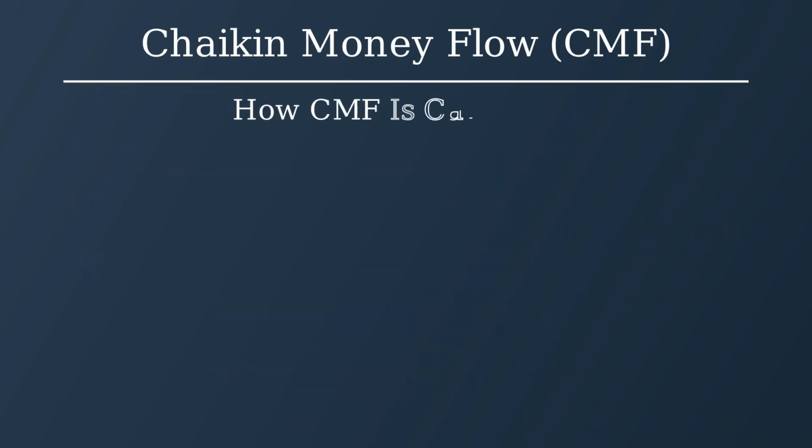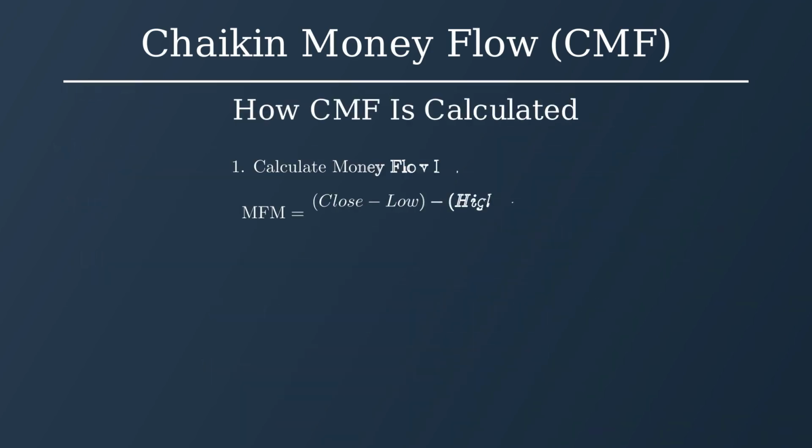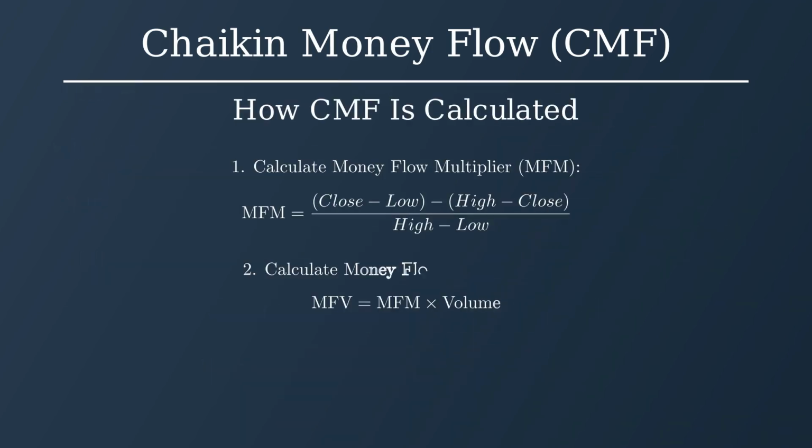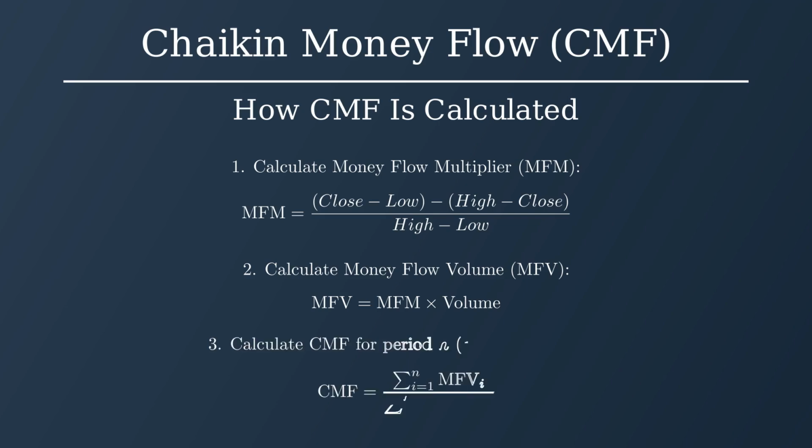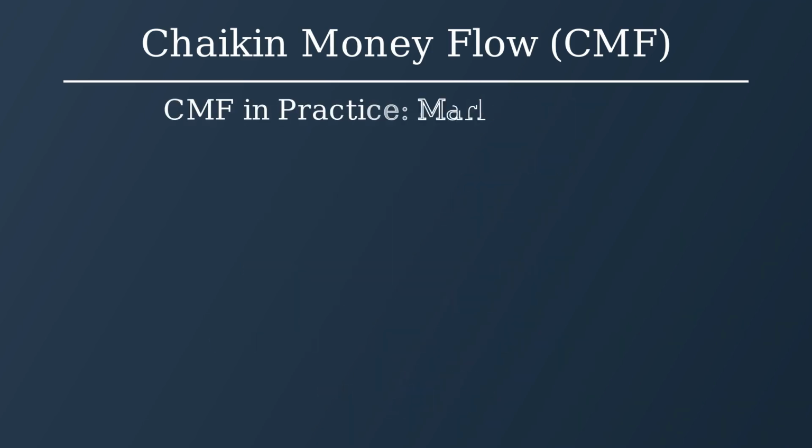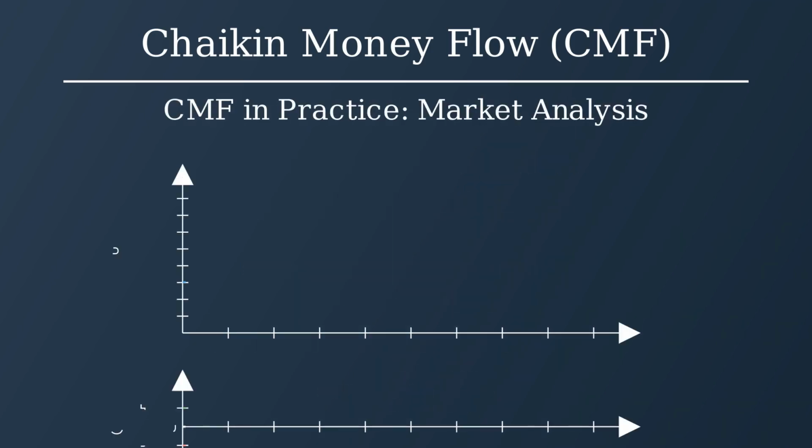The Chaikin money flow calculation involves three main steps. First, the money flow multiplier is calculated based on the relationship between closing price and the high-low range. Next, this multiplier is applied to volume to get money flow volume. Finally, the CMF is calculated by dividing the sum of money flow volume by the sum of volume over the specified period. In practice, traders analyze CMF alongside price movement.